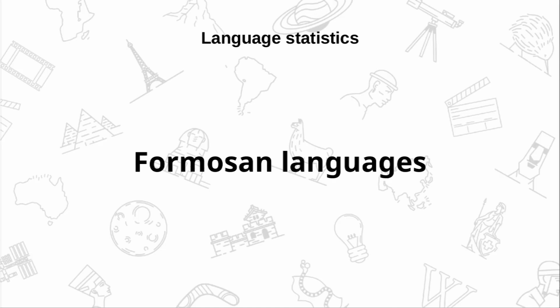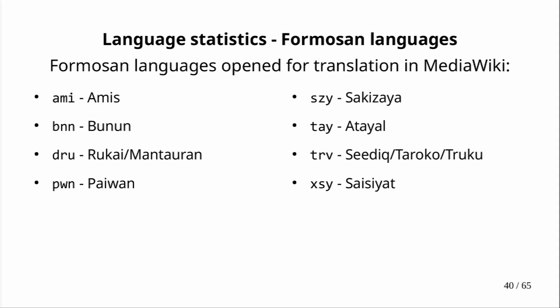Then we're talking about Formosan languages. The Formosan languages open for translation in MediaWiki number 8, including Amis, Bunun, Rukai, Tayal, Sakizaya, Atayal, Truku, and Saisiyat.